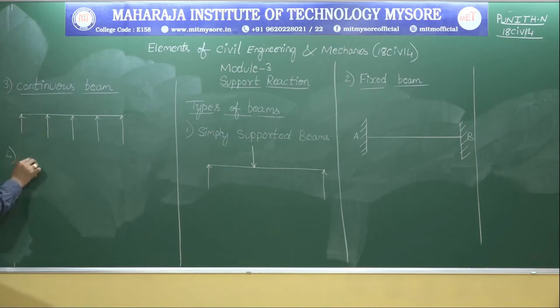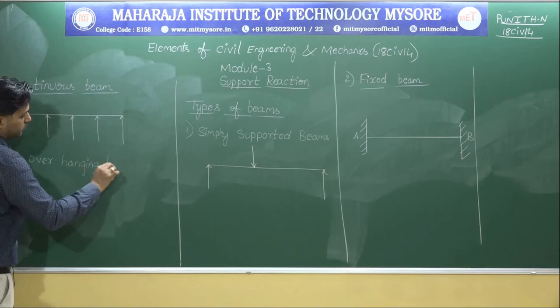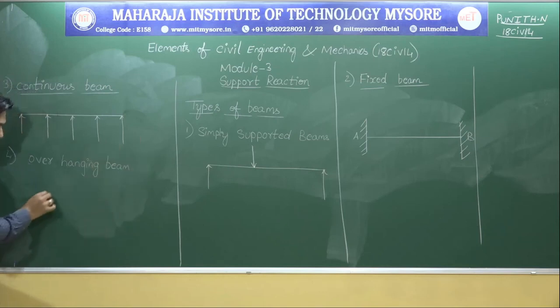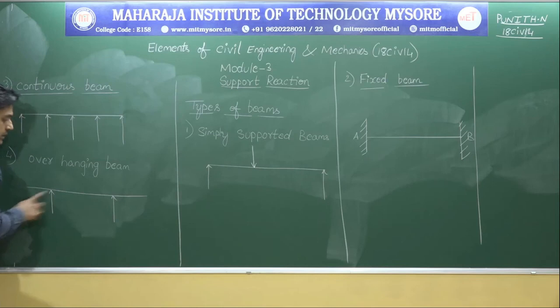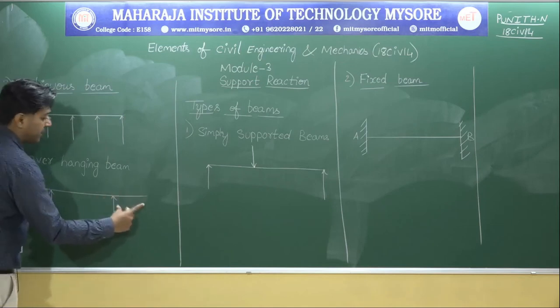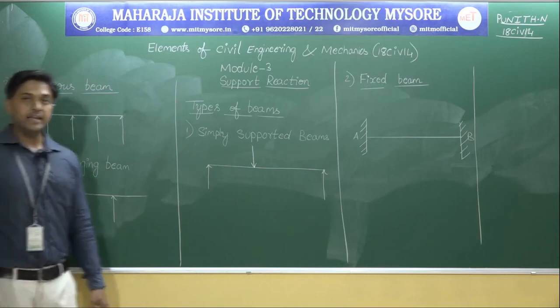Next one I will go with is the overhanging beam. Here, observe, there will be a beam which is supported only at this junction and this junction, so at the ends there won't be any supports. This kind of beam, where the ends are not supported, is called the overhanging beam.